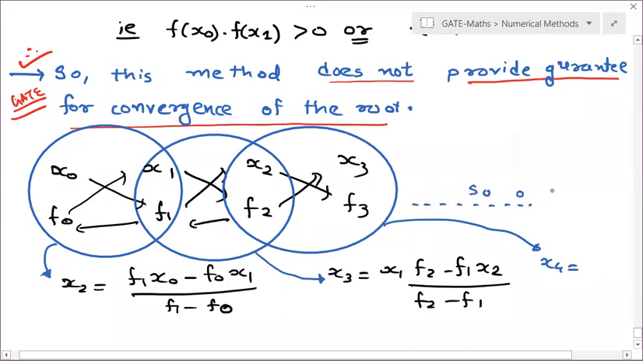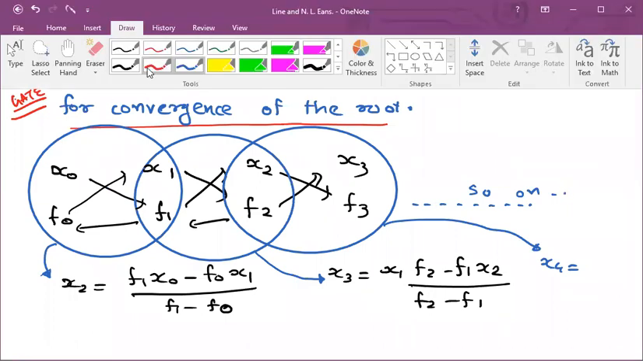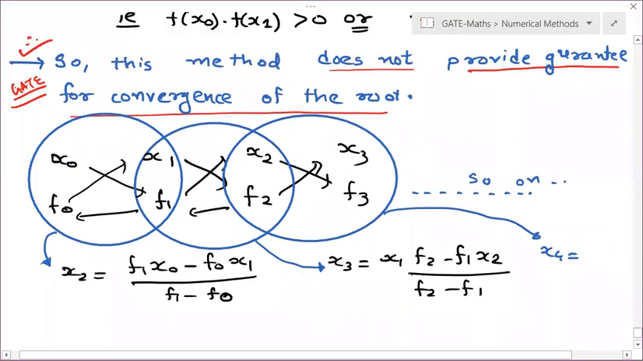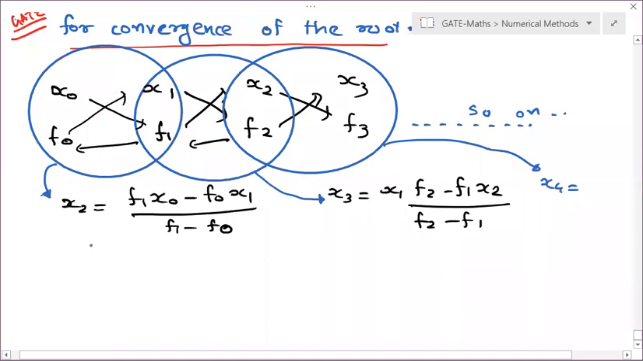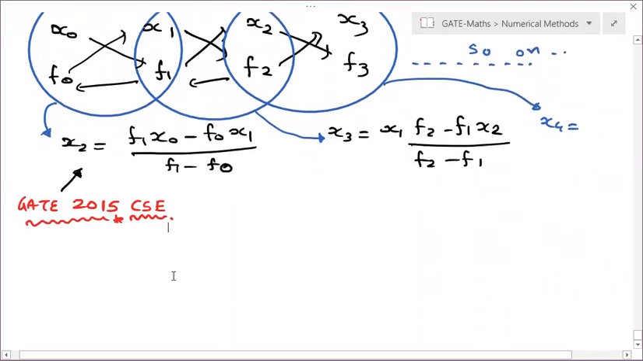Okay, so this is your iteration formula for the second method, and this iteration formula was asked in GATE 2015 CSE.